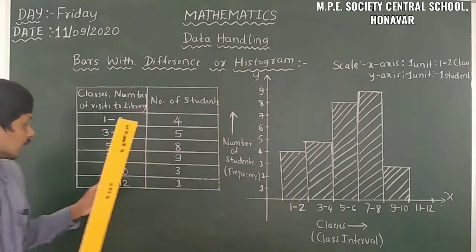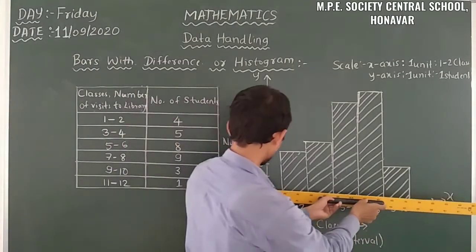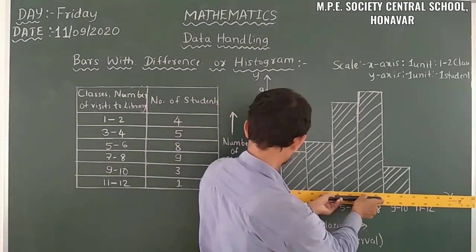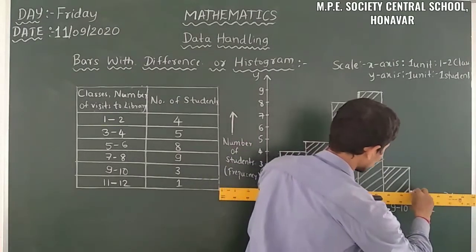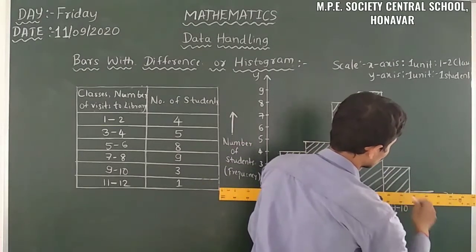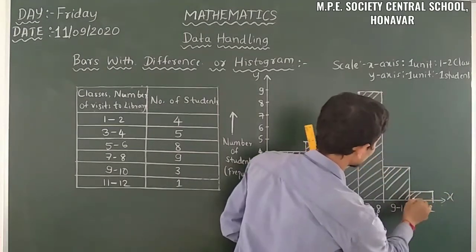Then finally 11 to 12 it is only 1. So here also we have to take the same way. So firstly we have to take the mark of 1, then draw a horizontal line and join. So here it is like this.